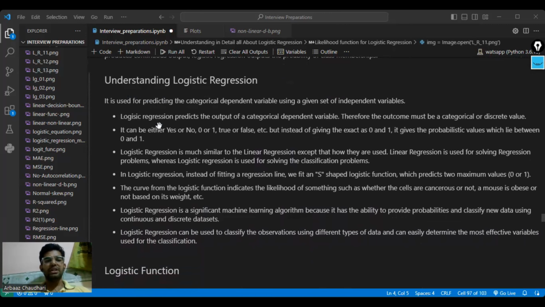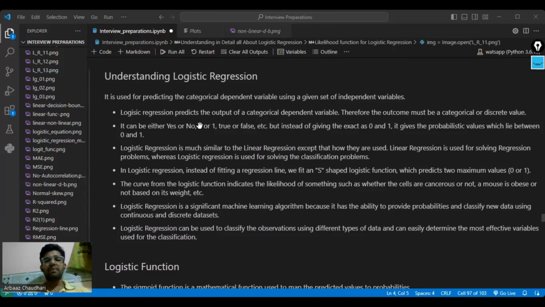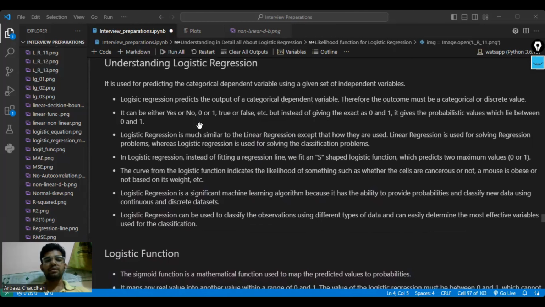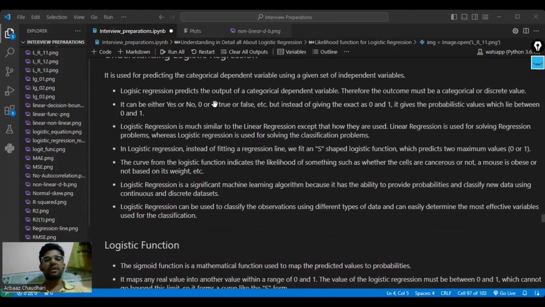Understanding logistic regression. It is used to predict a categorical dependent variable given a set of independent variables. So a set of independent variables x1, x2, x3 are there, and we are trying to predict the categories of those data points. X1 means the first data point, then the second data point, and which class that data point belongs to. Logistic regression predicts the output of a categorical dependent variable. Therefore, the outcome must be categorical or discrete. The problem we are looking at is to predict whether it is class 0 or class 1, so it should give us the output in the form of categories.